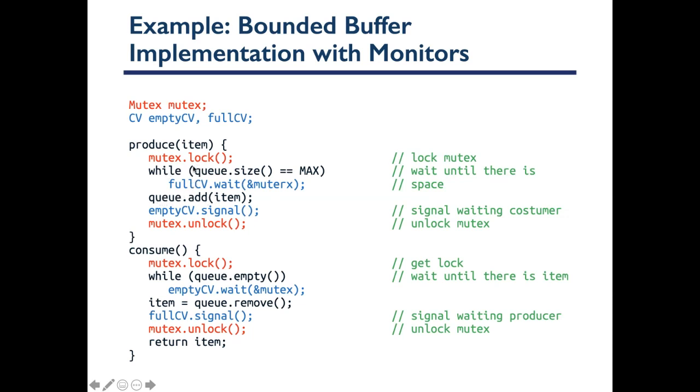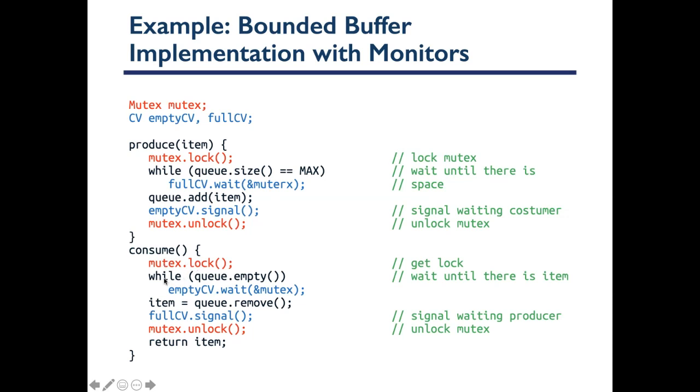Here, if I get out of this while, then that means that the queue now has a space. So I can add the item that I want to produce. And once I add, then I can signal potentially those consumers that are waiting for a new item. And then I unlock. And then in consume, I do this in the opposite direction.